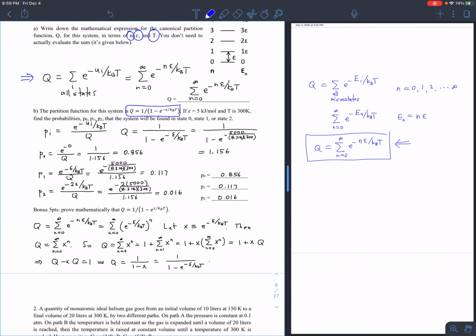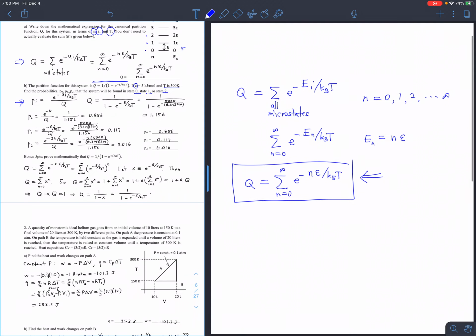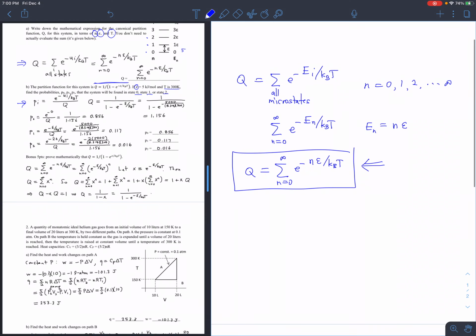All right, the next part of the problem says, here's the partition function. Turns out that infinite sum can be reduced to something pretty simple, and it gives the value for the gap size, 5 kilojoules per mole, and T is 300 K. Then find the population, the actual probabilities for the first 3 states corresponding to n equals 0, n equals 1, or n equals 2. Well, that just uses the standard relationship that the probability for state i is equal to e to the minus energy for state i divided by kBT, divided by Q.